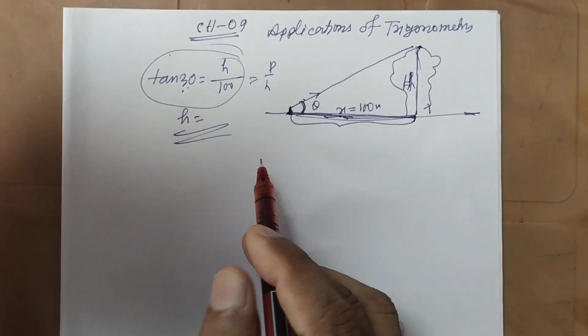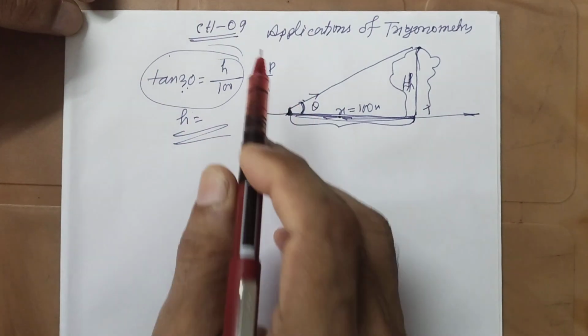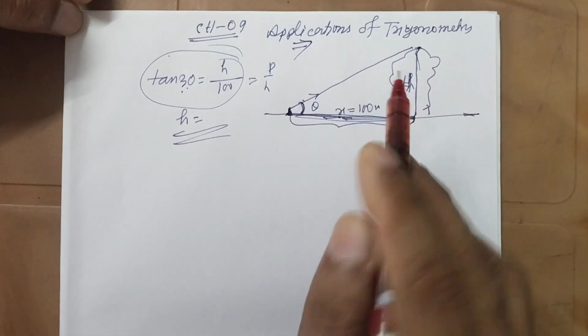So there are very interesting applications. Even we can measure the distance of stars in the sky. Distance of stars were first measured by using application of trigonometry.